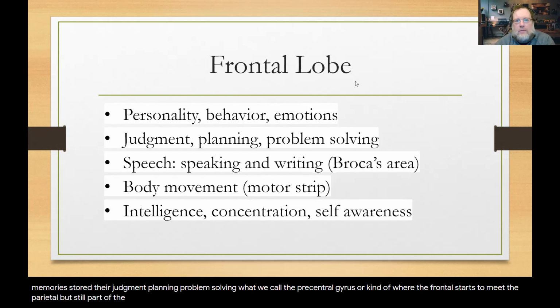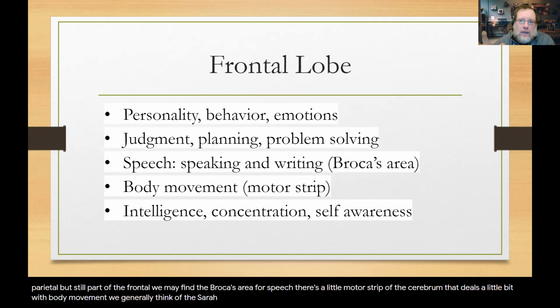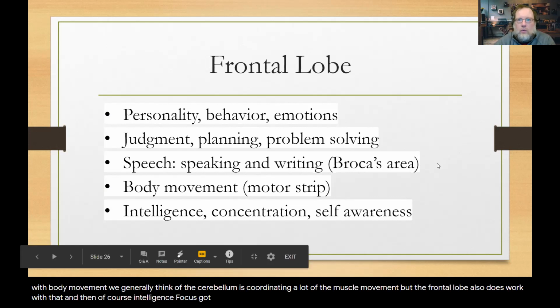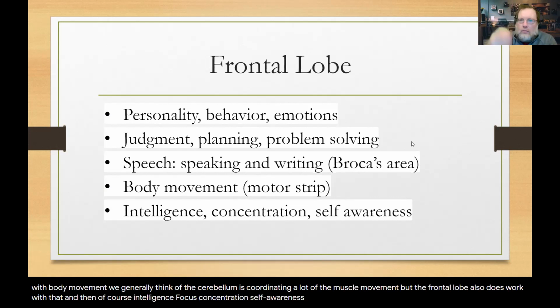We may find the Broca's area for speech. There's a little motor strip of the cerebrum that deals a little bit with body movement. We generally think of the cerebellum as coordinating a lot of the muscle movements, but the frontal lobe also does work with that. And then, of course, intelligence, focus, concentration, self-awareness. So there's a lot of what makes us human. It's going to be located in that frontal lobe.